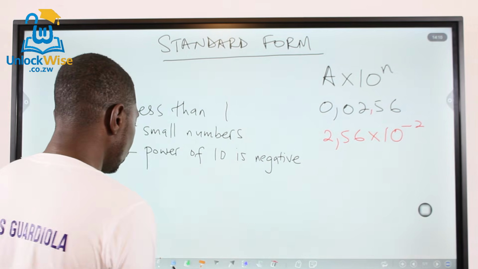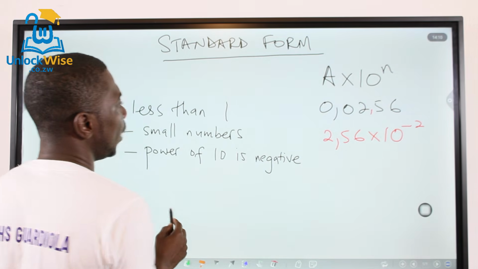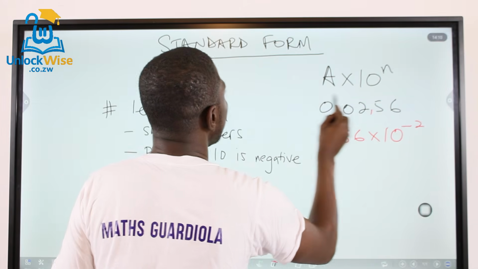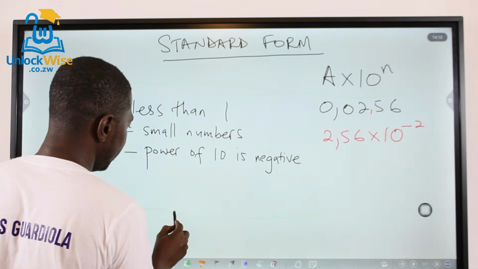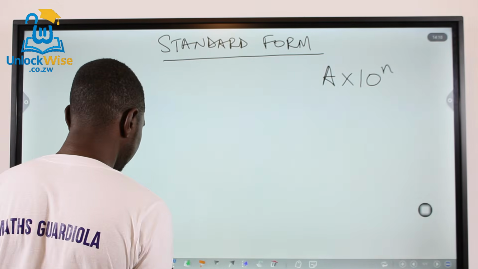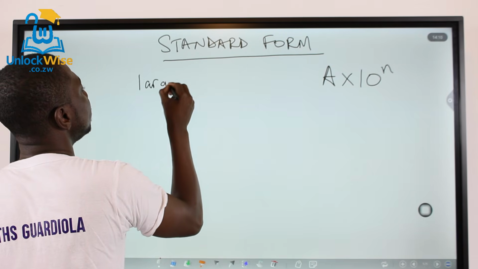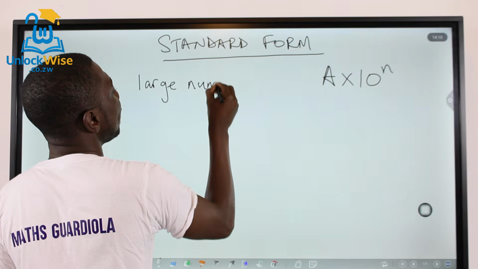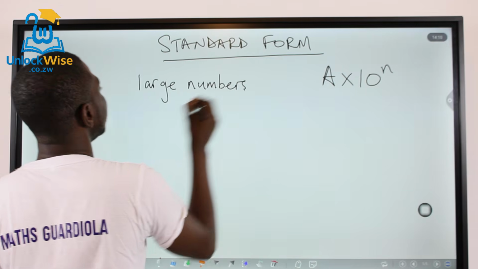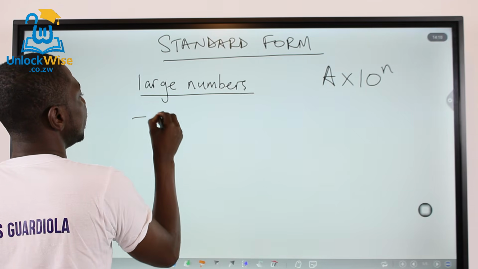Let's move on to what are known as large numbers. Now, what I will refer to as large numbers in this lesson are numbers greater than 10. Let me call this large number. These are numbers which are greater than 10.